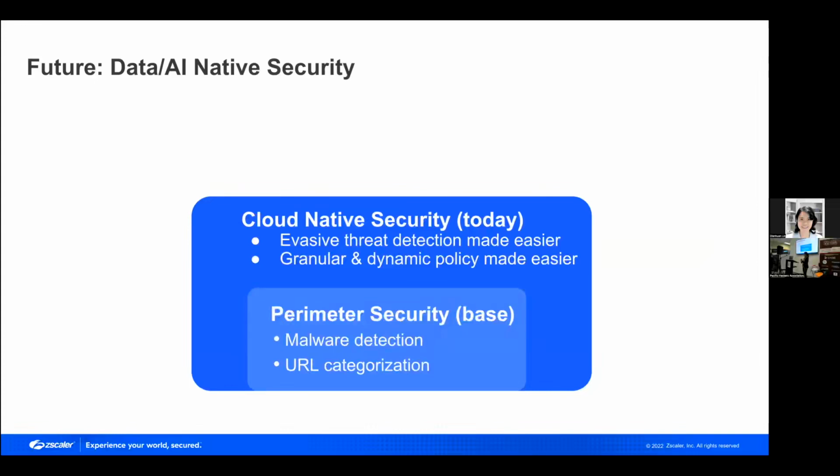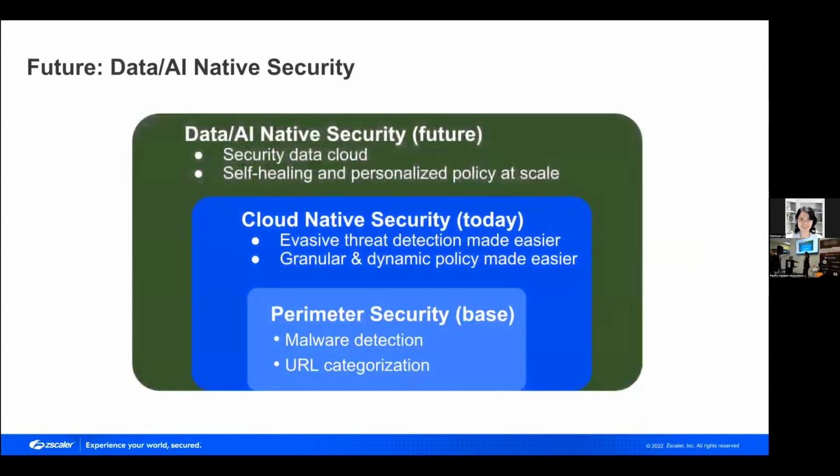As I mentioned earlier, cloud native security is about evasive threat detection. It's also about granular policy. In the future, we see that it's more than that. Hopefully we will get to a world of AI and data native security, meaning that data is going to drive the policy and drive the detection. We are not there. We're still very far. Today we are still mostly assisting the domain experts, but we hopefully play a bigger and bigger role, and at some point self-healing, which is going to be the nirvana.